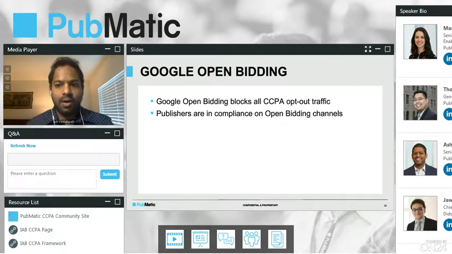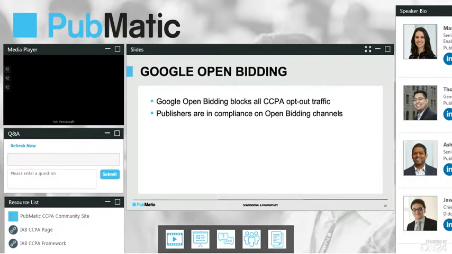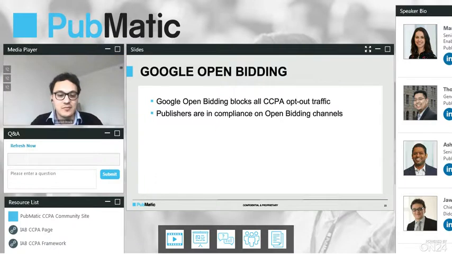With that, I would pass this on to Jawad Stouli, who will walk you through how a CMP comes into play and how the integration looks. Back to you, Stouli. Thank you, Ash, for this deep dive into the IAB CCPA framework.